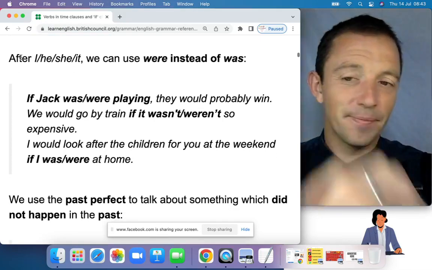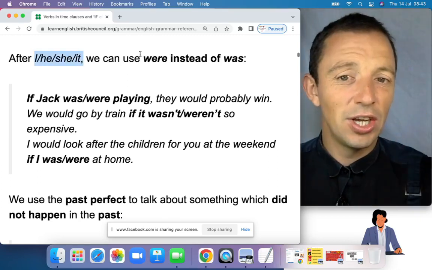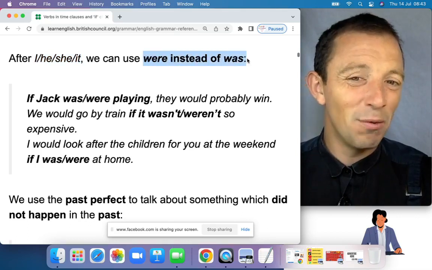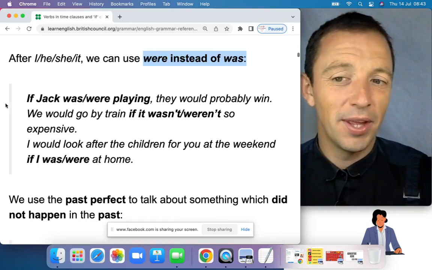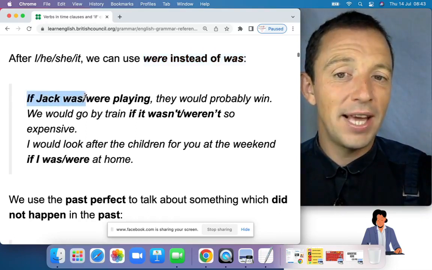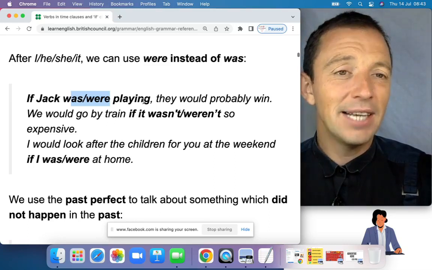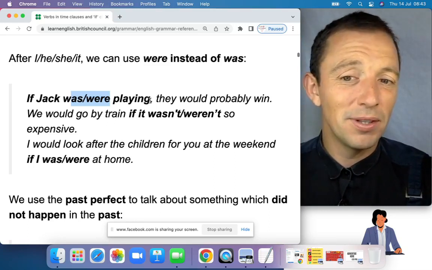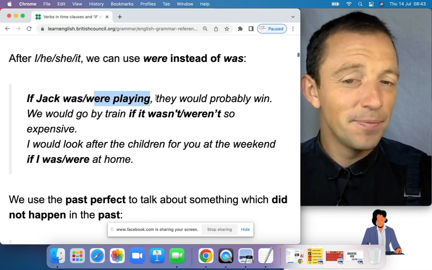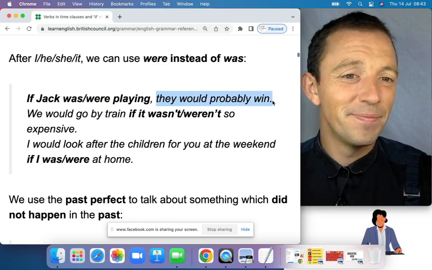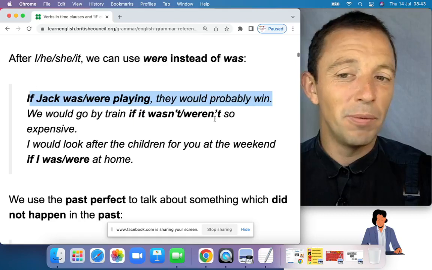Okay, next lesson. After the subject I, he, she, it, we can use were instead of was. And this is in the conditional clause. And this is very famous. If Jack was playing, that is the past. But it is possible to say if Jack were playing, that's hypothetical, they would probably win. Okay, so if Jack was playing, if Jack were playing, they would probably win.